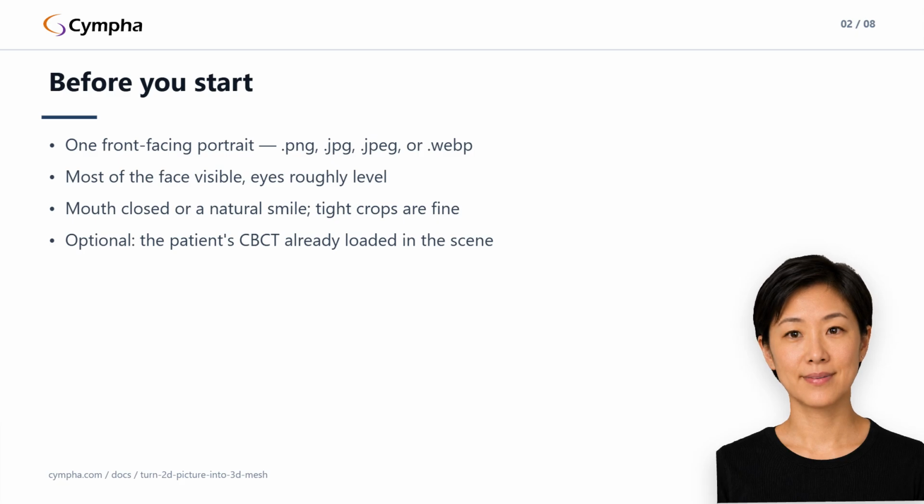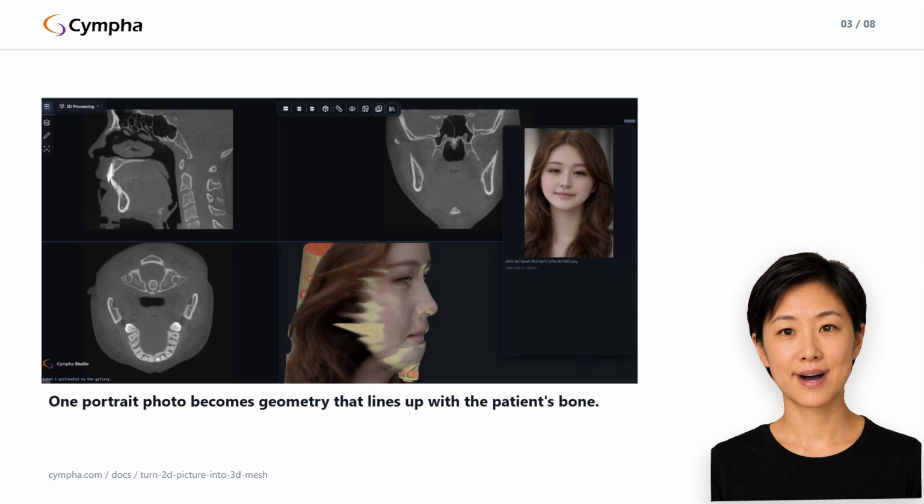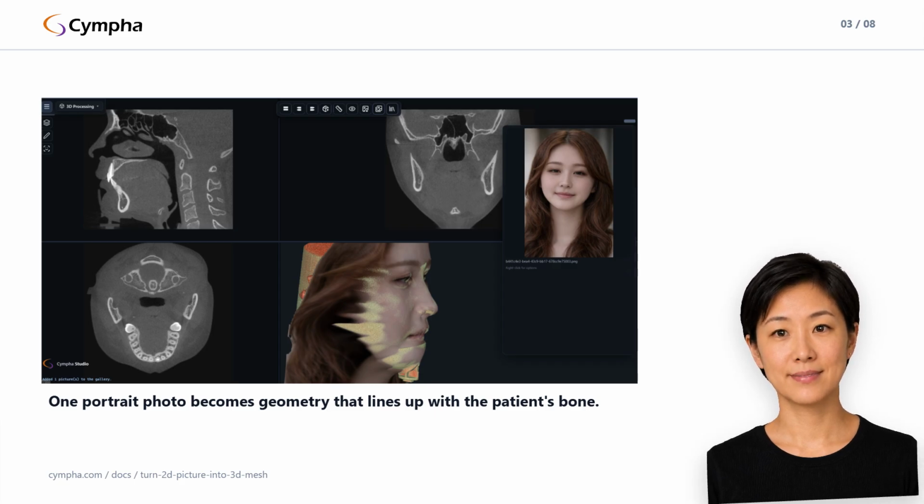This is the destination. The patient's face is a mesh, sitting in the same scene, and, on the CBCT path, in the same coordinate frame as the skeletal anatomy. That's what makes this more than a visual gimmick. A face that's registered to bone lets you review soft tissue and hard tissue together, discuss aesthetics with the patient over the actual case data, and hand a designer a scene that already carries the patient's real proportions.